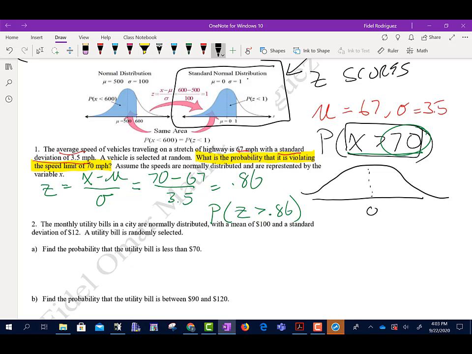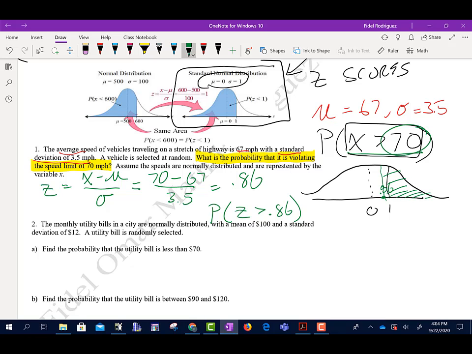So this is 0, right? My standard deviation is going to be 1 because in the standard normal distribution, my mean is always 0 and my standard deviation is always 1. Suppose here is the number 1. If we're looking at 0.86, it would be pretty close to 1, wouldn't it? Somewhere right there, 0.86. And we're trying to find the area to the right.